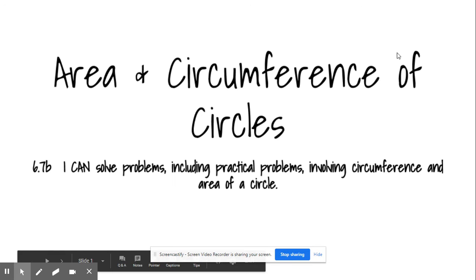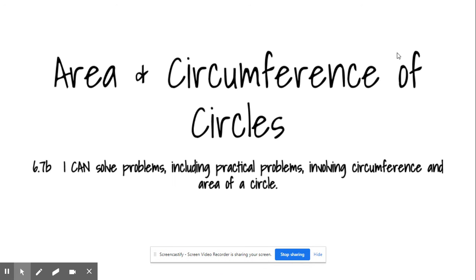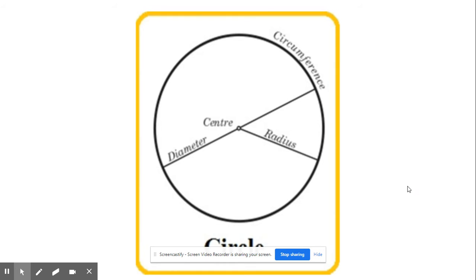Hi, today we're going to talk about area and circumference of circles. What you need to be able to do is solve problems, including practical problems involving circumference and area of a circle. We need to know the parts of a circle.